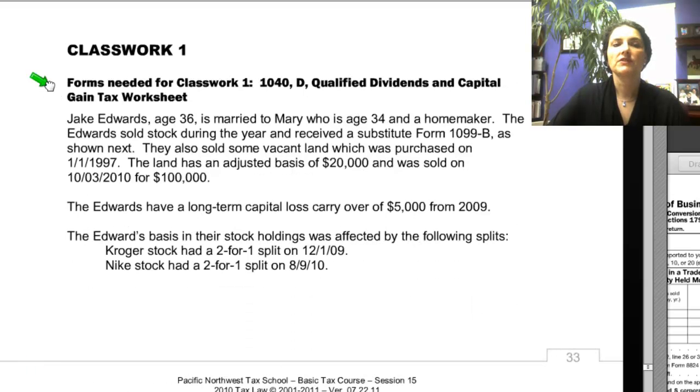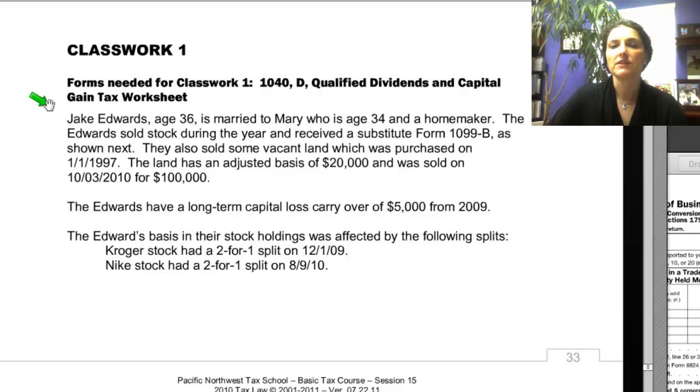Well, there is no better way to figure out how to figure a form like 4797 or Schedule D than by practice and doing it. And the first classwork assignment of the day is to complete Schedule D and the Schedule D capital gain worksheet for the character Jake Edwards.